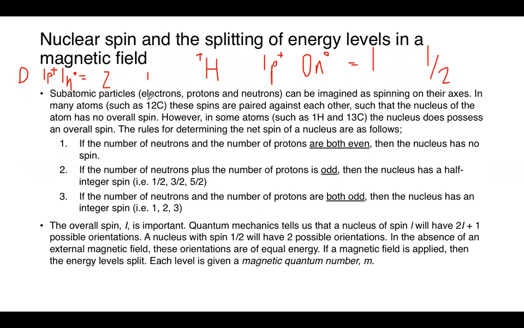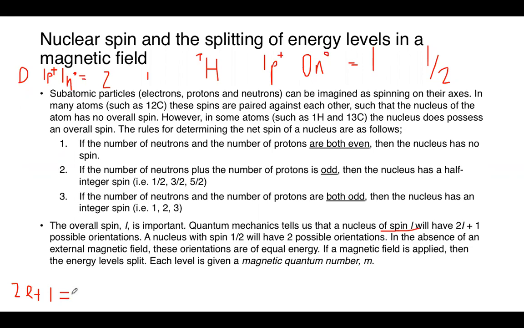Quantum mechanics tells us that a nucleus of spin I will have 2I plus 1 possible orientations. And so a nucleus with spin 1/2 will have 2 possible orientations, spin up or spin down. So how is that calculated? 2I plus 1 is really just the number of mI levels, the magnetic quantum number levels, if you remember your orbital filling from way back.